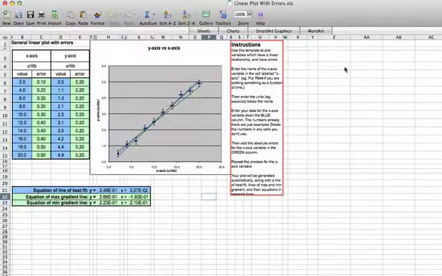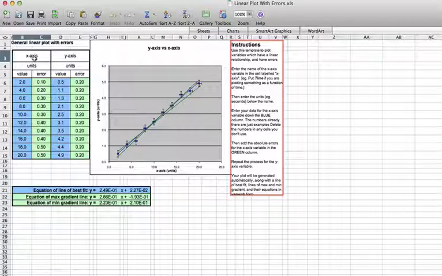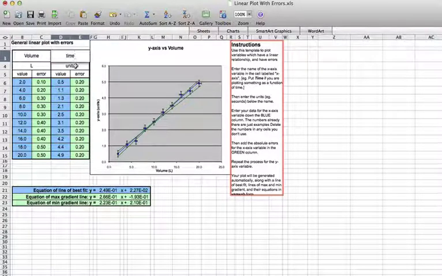Let's have a look now at how you would go about doing this graph if you were to use the Excel templates provided. When you open up the linear plot with errors template, it should look something like this. So what we want to do is on our x-axis, we want to plot the volume, which remember is also the mass of the water. So we'll plot the volume in litres, so that is the mass in kilograms as well. And on the y-axis, we want to plot the time, and we'll be plotting the time in seconds.